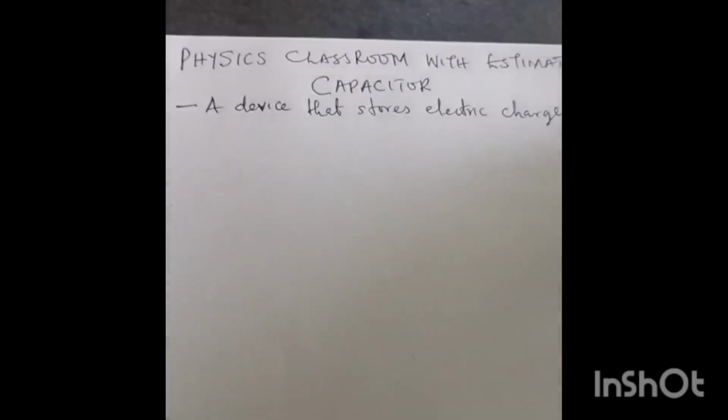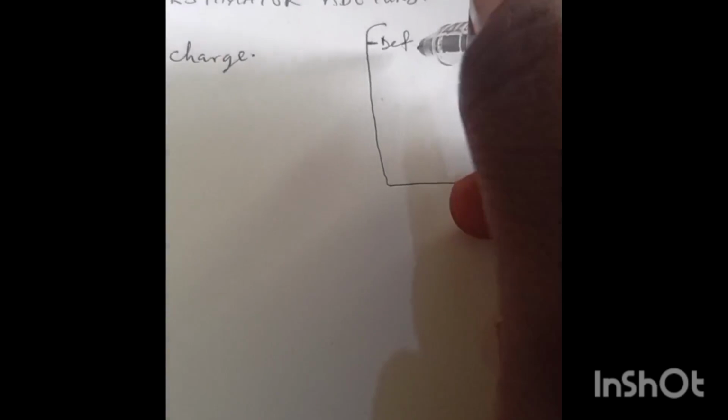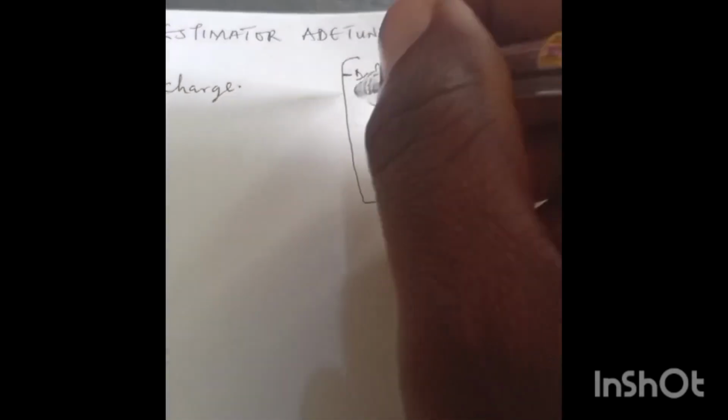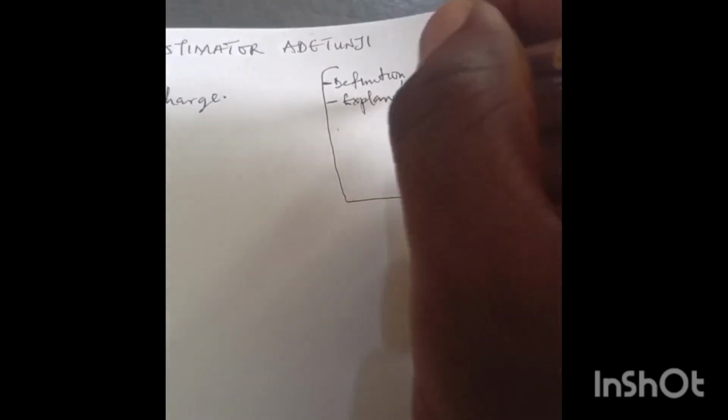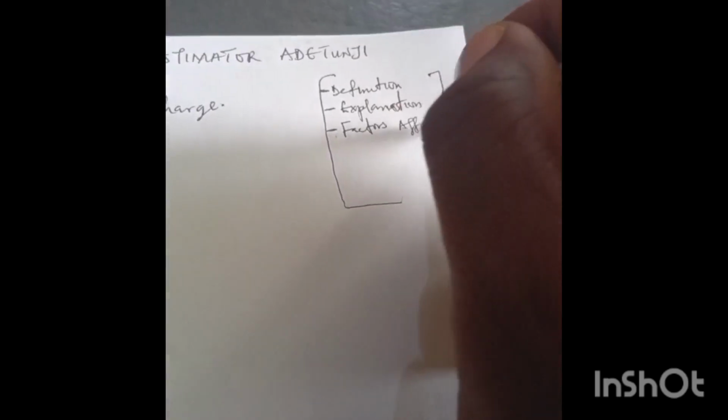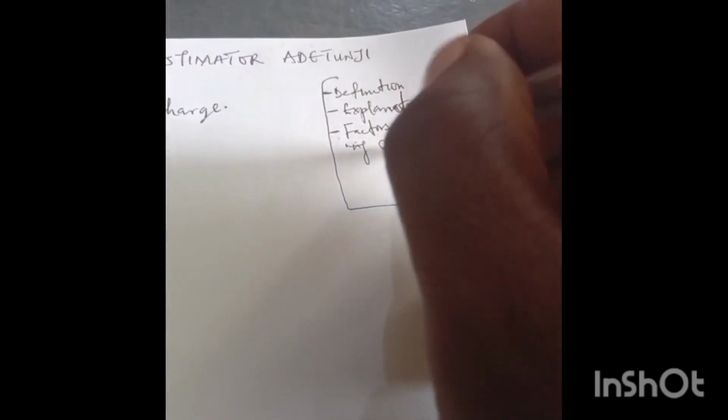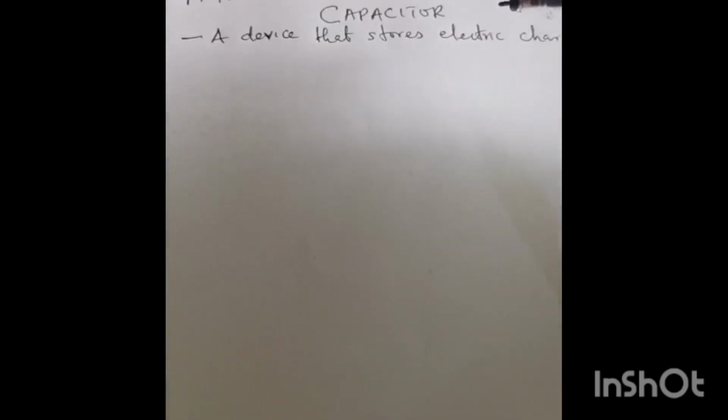I would have loved to state my objective, what I want to achieve in this series, but I think I will do that here in the box with the limited time. I want to achieve the definition, the explanation itself, and likewise the factors affecting capacitors. So these are the 3 things I want to achieve within this video, part 1. I say a capacitor is a device that stores electric charge. That's its function. That's what it does.